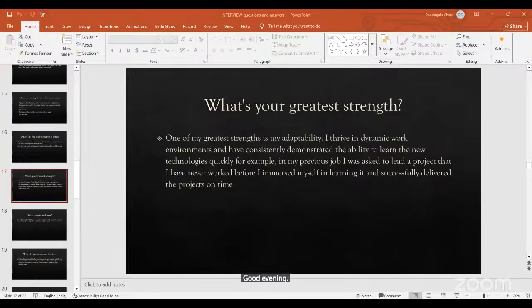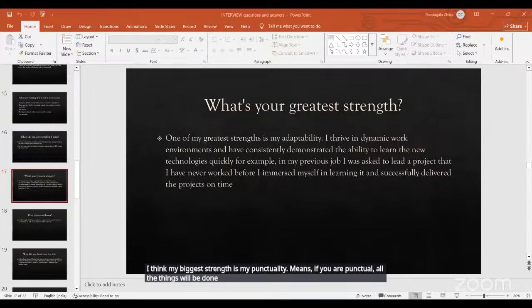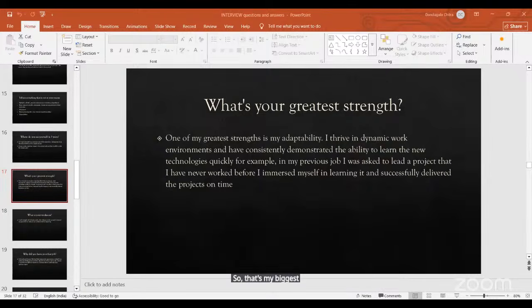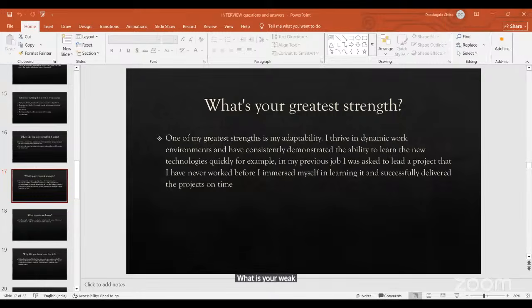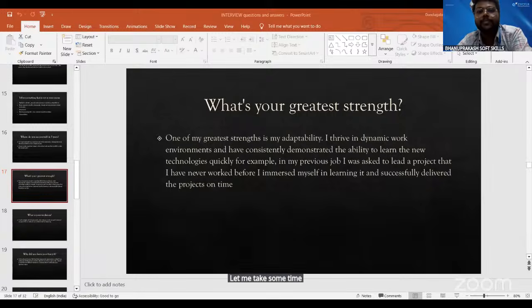Good evening, sir. Yes, Deepika. I think my biggest strength is my punctuality. If you are punctual, all the things will be done in a proper way. There will be no lagging. So that's my biggest strength, I think. Okay, punctuality. Your strength is fine, but I'm asking about weakness. What is your weakness? Let me take some time. Okay, you can.